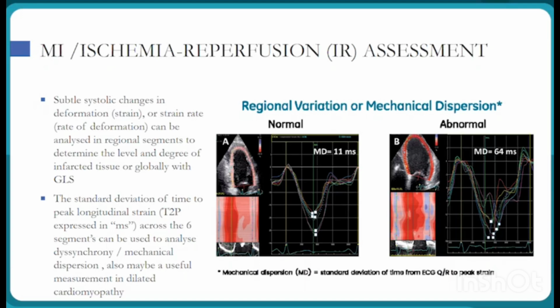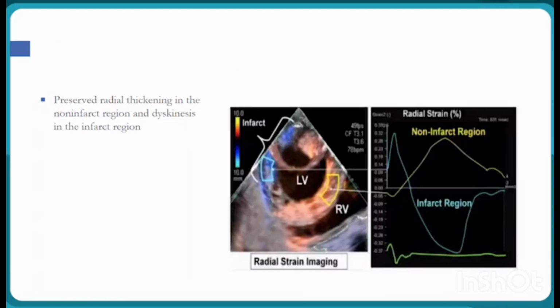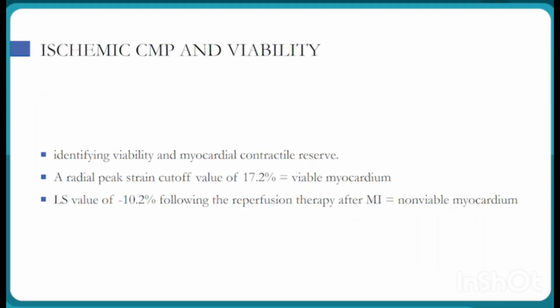As you can see in the diagram next to that, there is a regional variation or mechanical dispersion in normal subjects. After the aortic valve closure, the peak systolic strains almost coincide, and there is not much difference in when the peak systole is achieved in each myocardial segment. But when there is mechanical dispersion, there is wide variation of the peak among different myocardial segments, which indicates that there is a dyssynchrony. In radial strain, you can also look, radial strain is a positive strain. So in a non-infarcted region, the radial strain is positive, and when there is dyskinesia, the radial strain is negative.